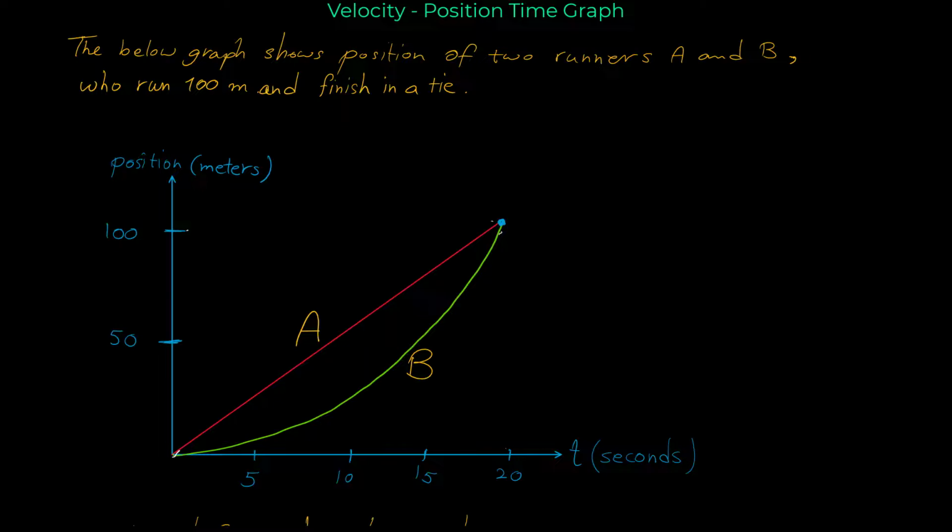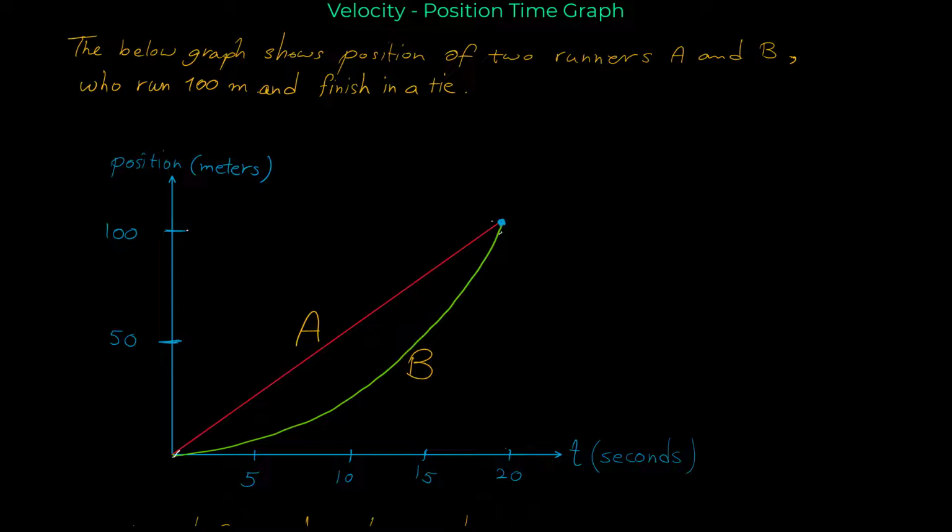Hello and welcome. In this video we want to do a question related to velocity, instantaneous velocity, derivative, and interpretation of derivative. This graph shows the position of two runners A and B who run 100 meters in total and they finish in a tie.